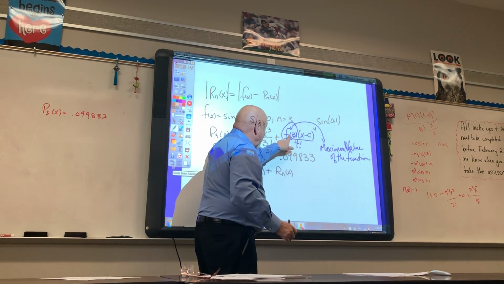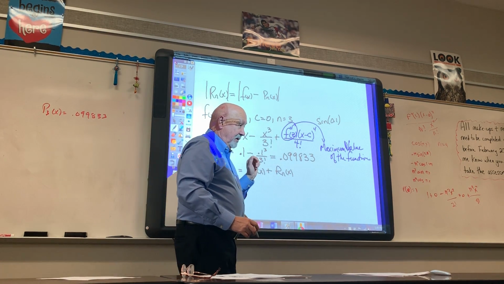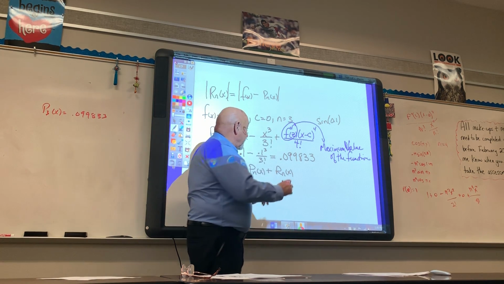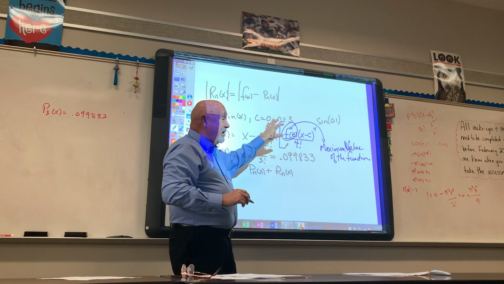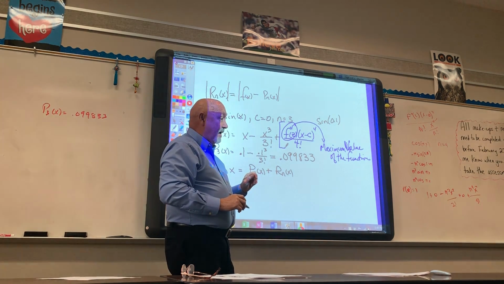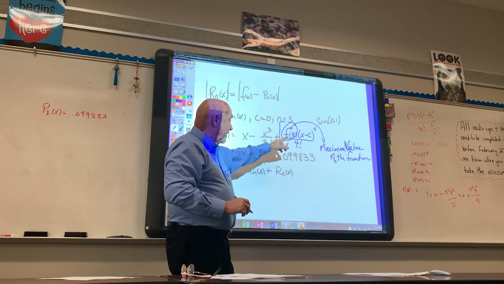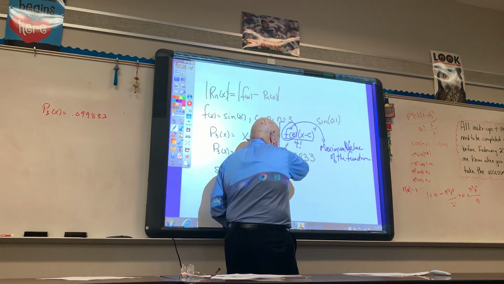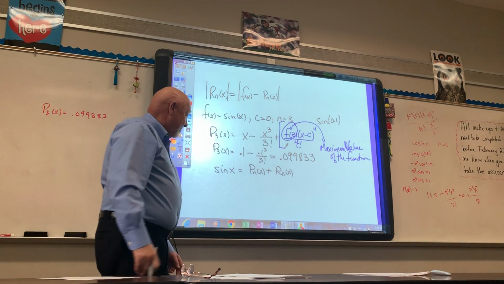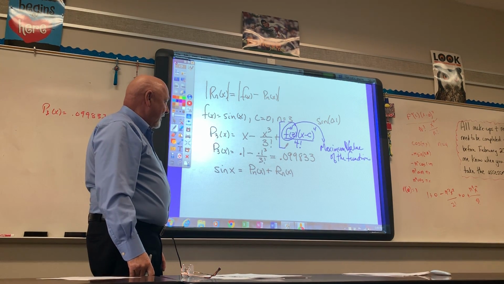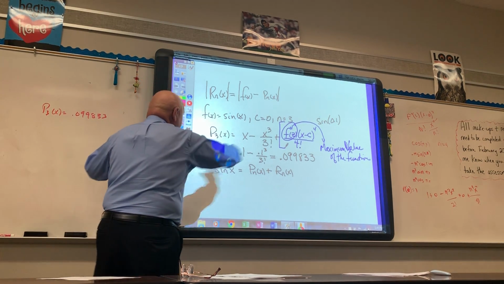So what do we have? Is this the remainder? Part of it is the very next term. That term right there, the remainder, is less than or equal to all the rest of those added together. The remainder is less than or equal to the sum of all other terms.